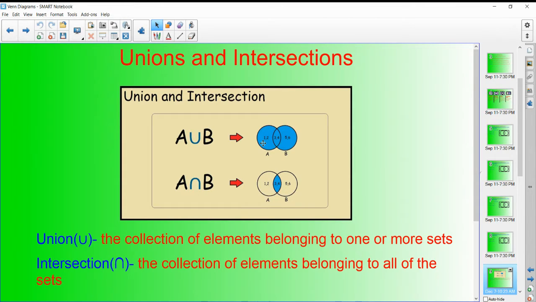Now, I know in English, or means one or the other, but in math, or, the union means it could be in one or the other or both. So or means at least one. So it's got to be in at least one of the sets. Now the intersection is this upside down U symbol. It's only where both sets overlap. So A intersect B is right in the middle. So 3 and 4 are the only numbers in this case that are in the intersection, whereas they're all in the union as long as they're in at least one of the circles.